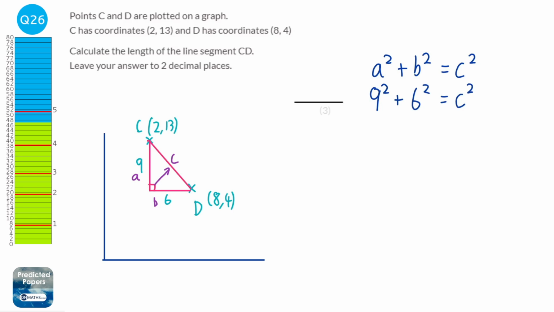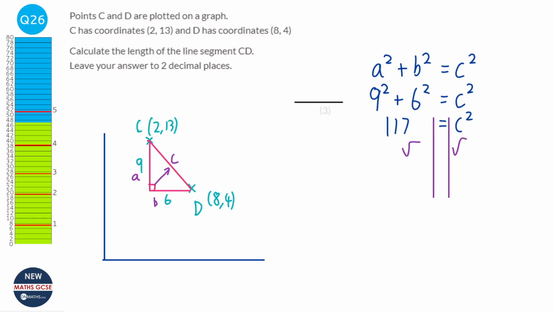And so when you do that, you get 117. Then we're going to just quickly solve it by square rooting both sides. And so we're going to square root 117, which is 10.816... and it says it wants 2 decimal places, so our answer will be 10.82.